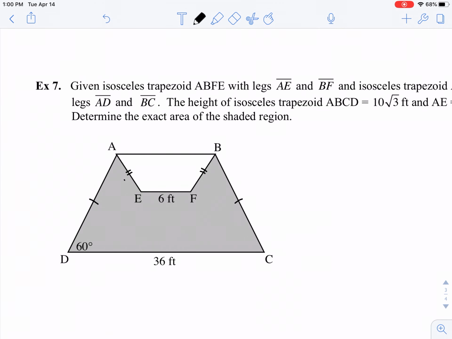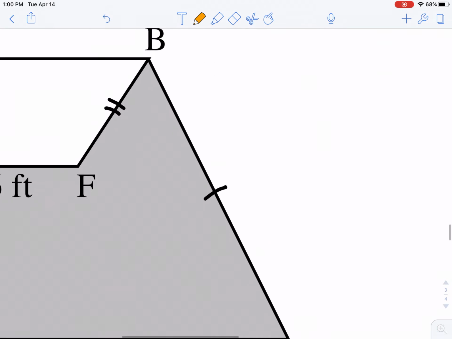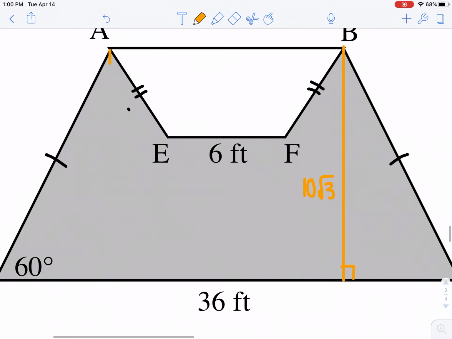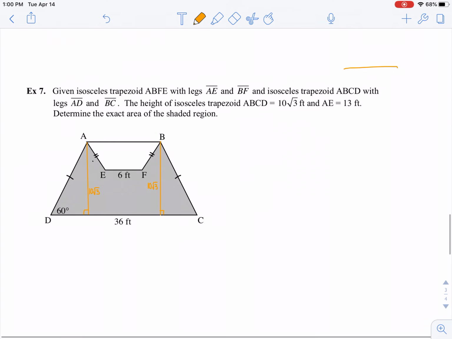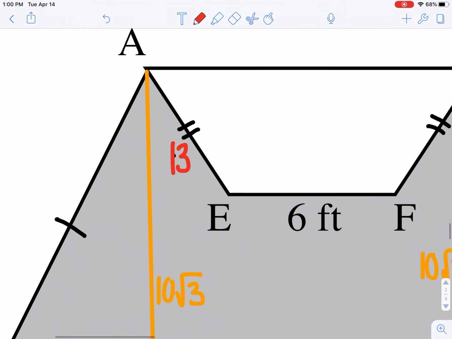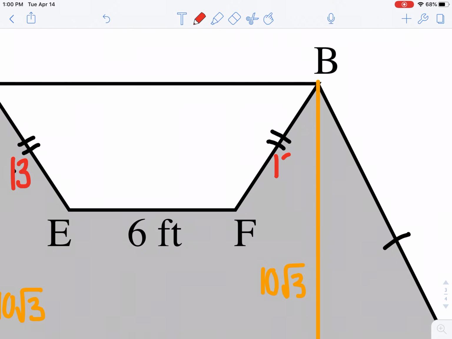The height of an isosceles trapezoid ABCD is going to be 10 root 3. So let's go ahead and label that in. And let's label it in both spots because over here that will help us because it'll then create a 30, 60, 90 triangle. It also was given that AE is equal to 13 feet. So we can also label our 13 here.